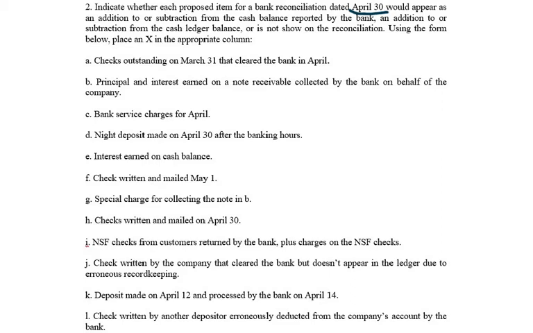So first up, we have checks outstanding on March 31st cleared the bank in April. All right, so these were checks that were listed on the bank reconciliation from the previous month as being outstanding, but now they've cleared the account in the following month. So in this case, is either of these parties on a different page? Is there some information here that one of them doesn't know about?